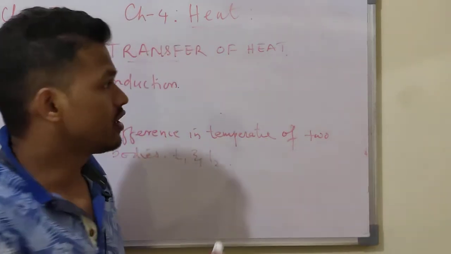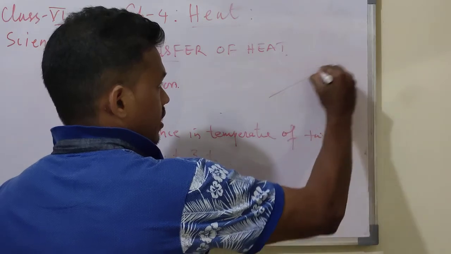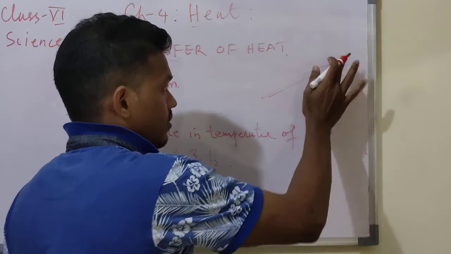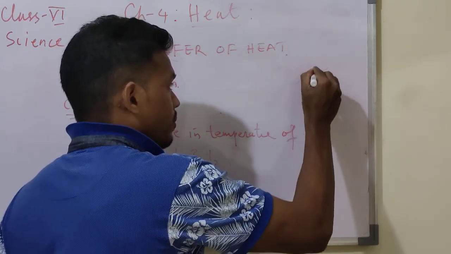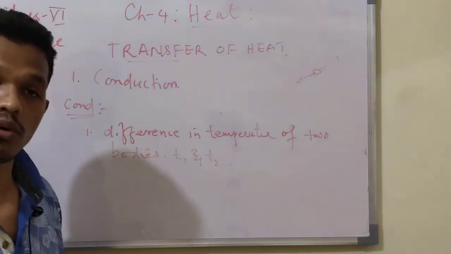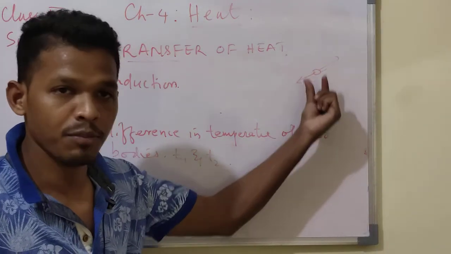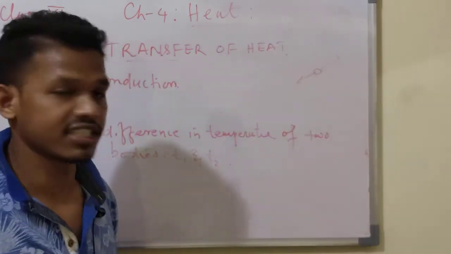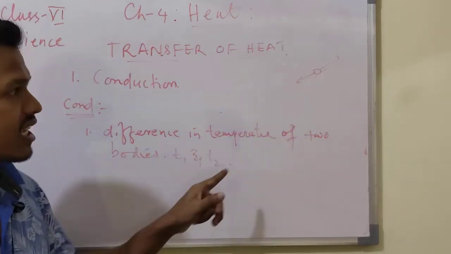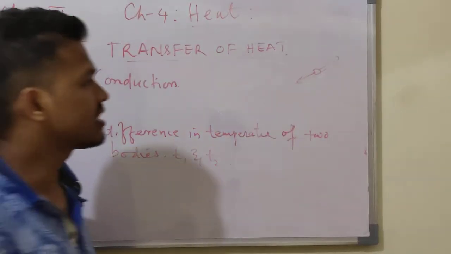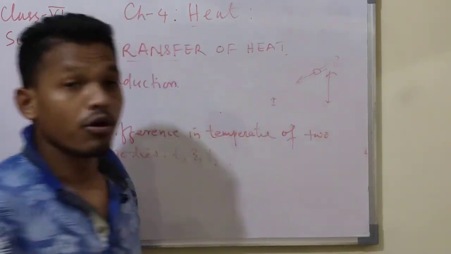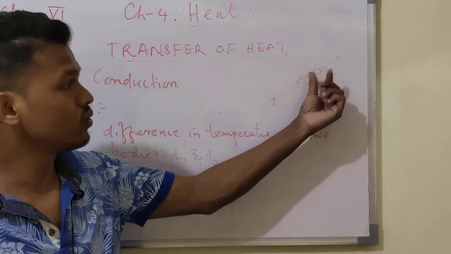If you keep a ball here on a slope, what happens? Will it move upward or downward? It will move downward because of gravity, because of its weight. On a slope, the ball will always move from a higher place to a lower place.